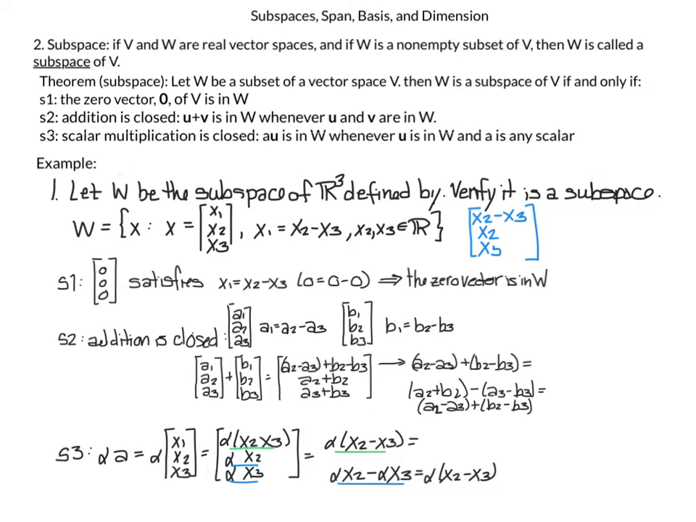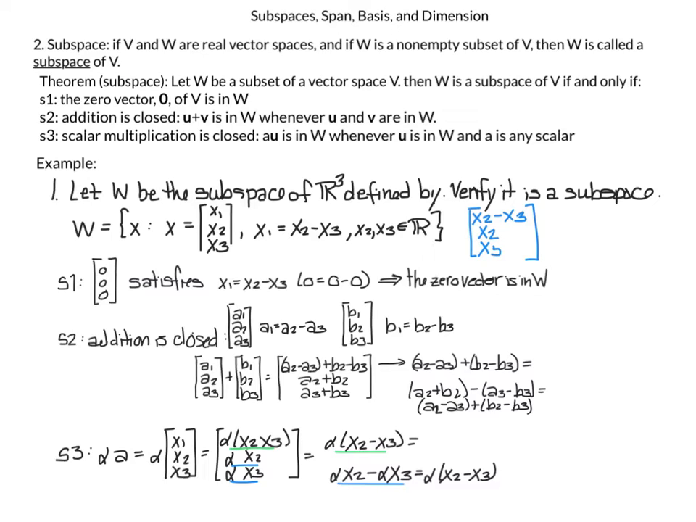We want to verify that W is a vector space when W is equal to the vectors x1, x2, x3 such that x1 is equal to x2 minus x3. So writing that out, you have vectors where x1 is equal to x2 minus x3. One example is x2 is equal to 3, x3 is equal to 2. That means x1 has to be equal to x2 minus x3, which is 1.